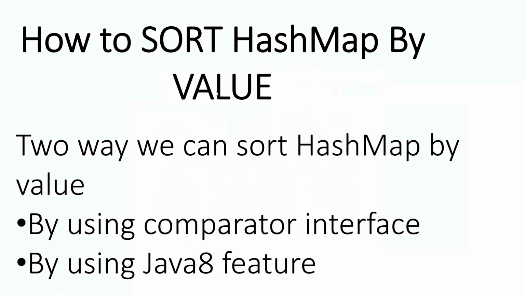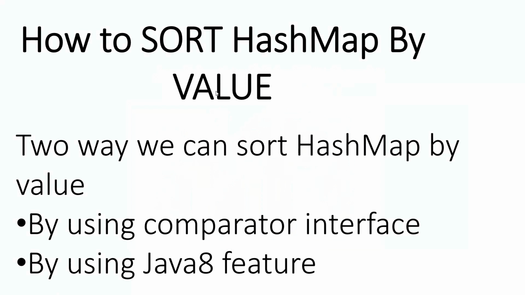If you are using a TreeSet, you can easily sort the HashMap by key, because a TreeSet keeps sorted order and doesn't allow null values or duplicate values. So if you want to sort the HashMap by key, you can use the TreeSet. You first create a HashMap, then put the HashMap into the TreeSet, and then you will get the HashMap sorted by key. But if you want to sort the HashMap by value, there are two ways you can do it.